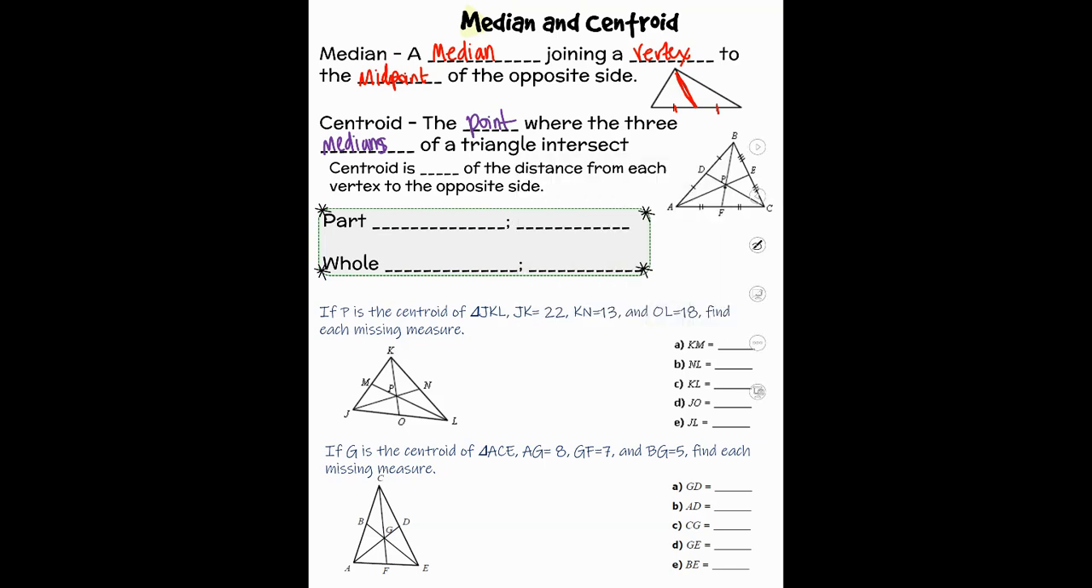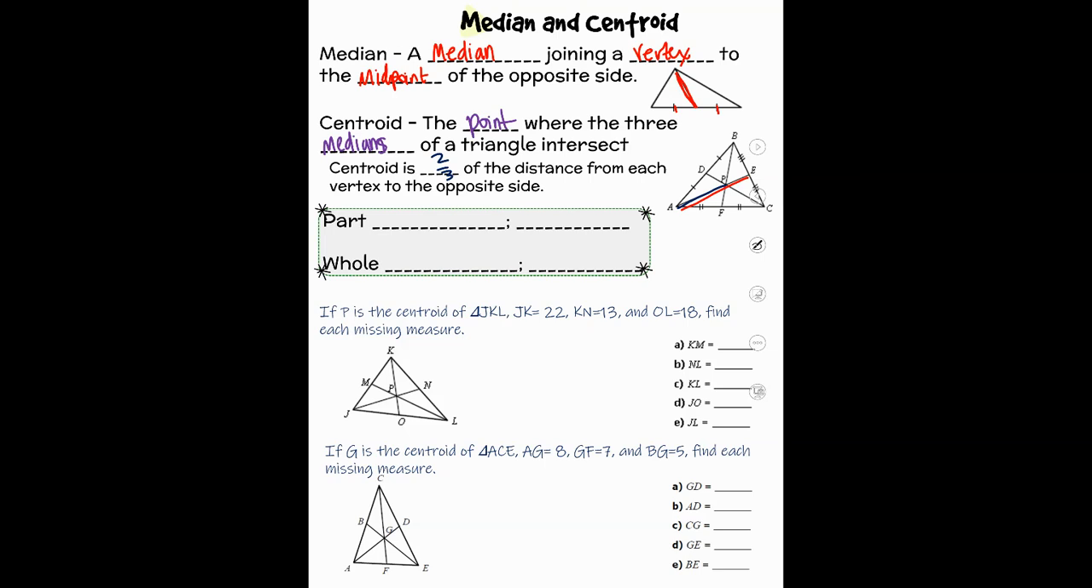This is what's important. The centroid is 2/3 of the distance from each vertex to the opposite side. So from the vertex to the opposite side, this piece is 2/3 of our total median. Okay, those numbers are important, 2/3.